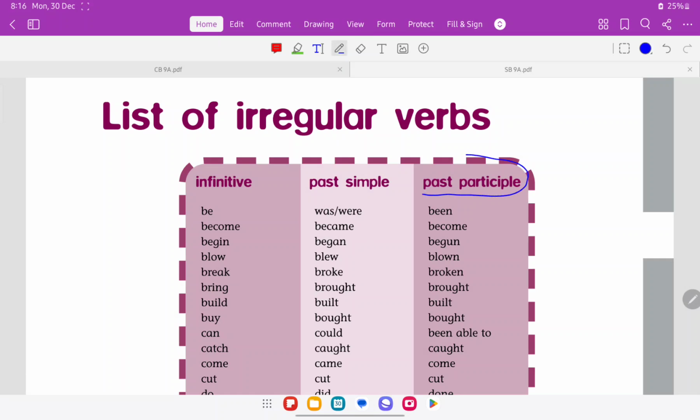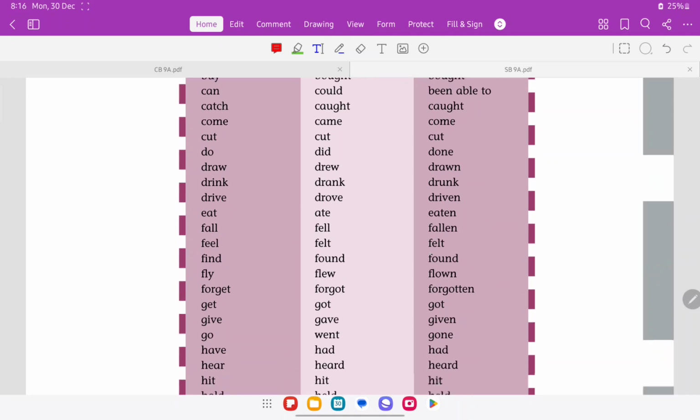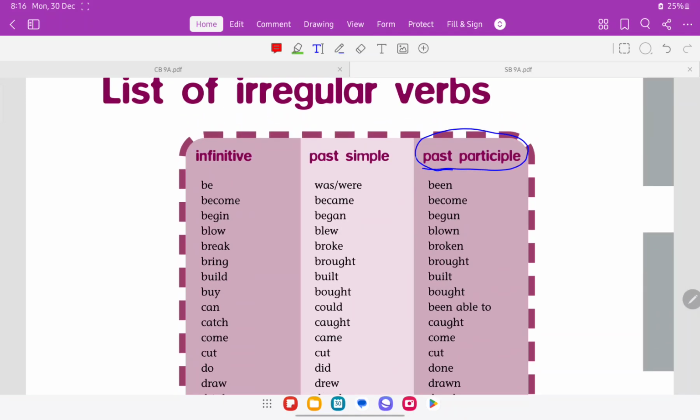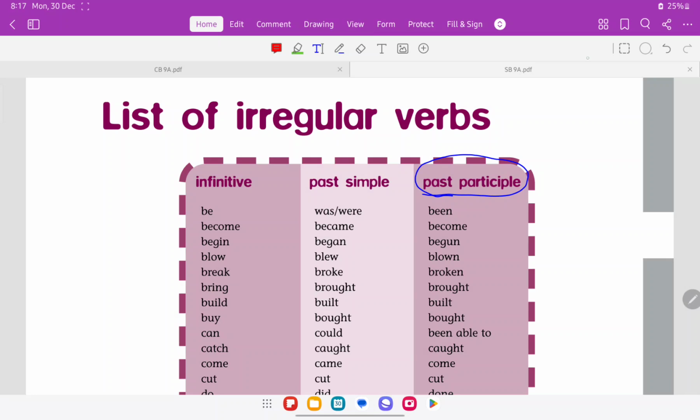I mean this column, the third column, which is the third form of the verb. We have here a list of the verbs. You can go through them. This is what I mean by the past participle, the third form.